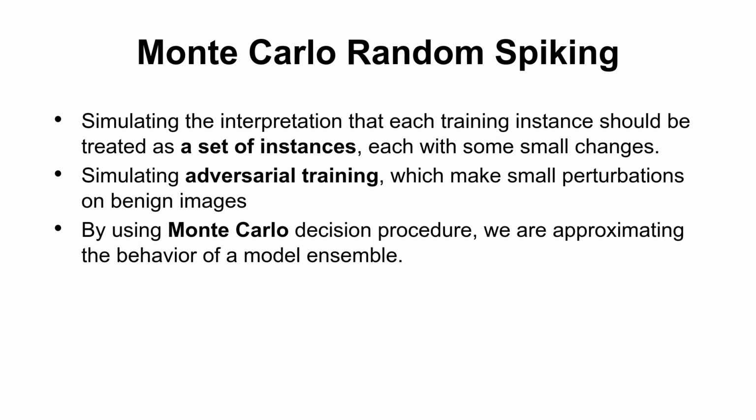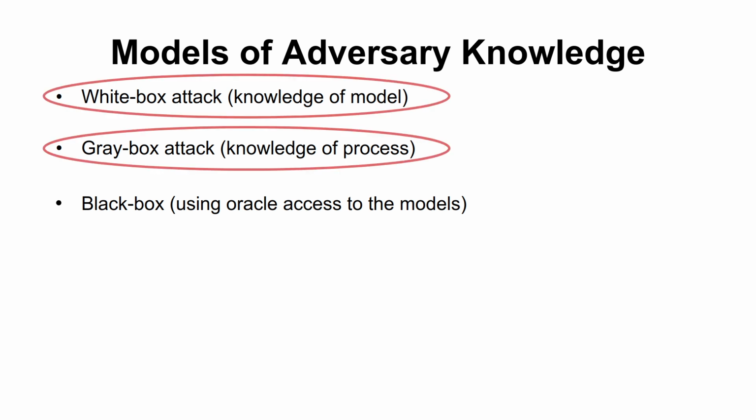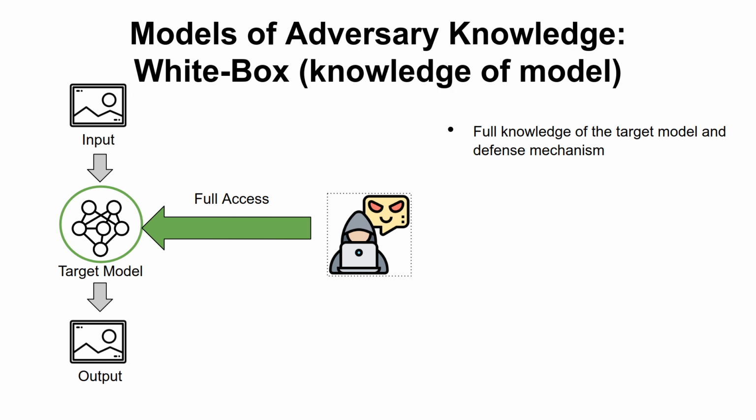To have a fair comparison between our random spiking and other defense mechanisms, we propose a systematic evaluation methodology based on a model of adversary knowledge. The adversary knowledge can be divided into three different levels: white box, gray box, and black box. In this paper, we mainly focus on white box attack and gray box attack. In the white box setting, the adversary has full access to a targeted model. Basically, it has full knowledge of the targeted model and the defense mechanisms.